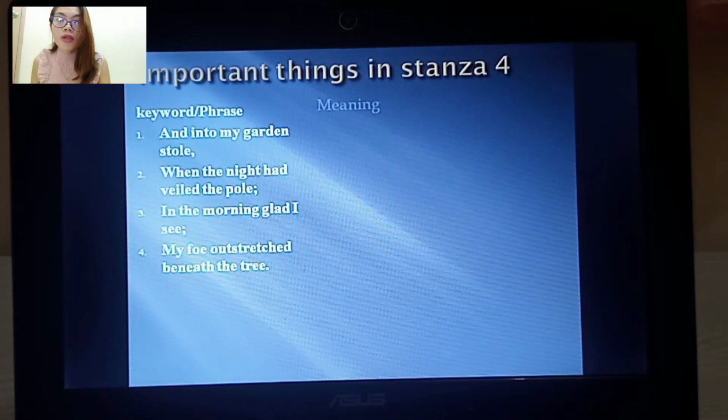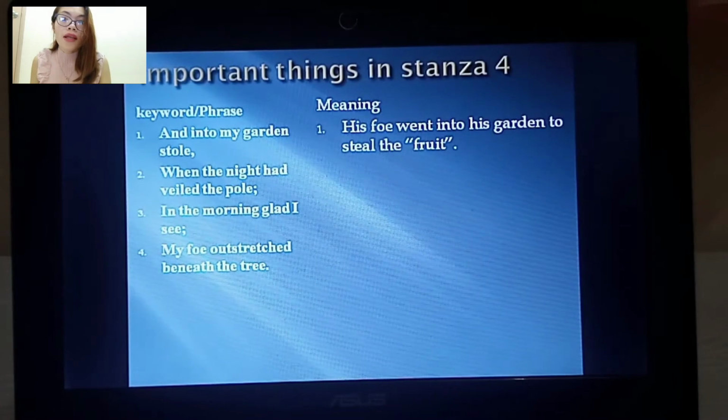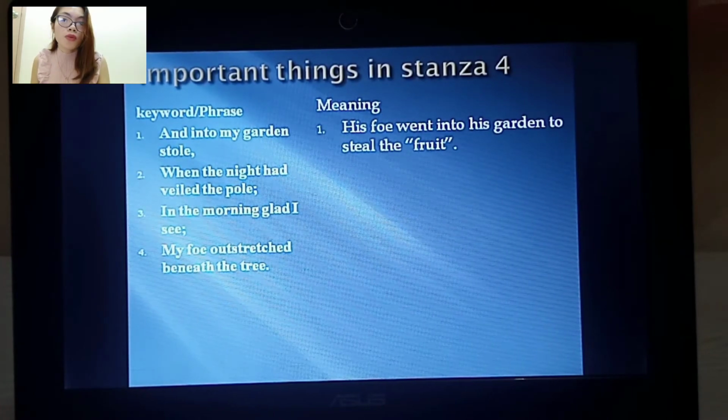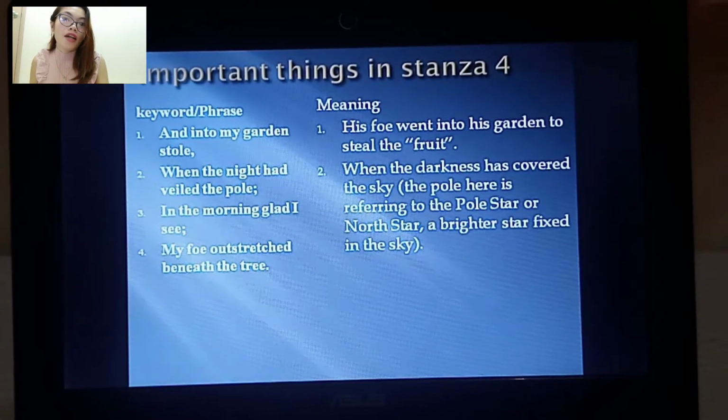"And into my garden stole," meaning his foe went into his garden to steal the fruit "when the night had veiled the pole." So, when the darkness has covered the sky, the pole here is referring to the pole star or north star, a bright star fixed in the sky.